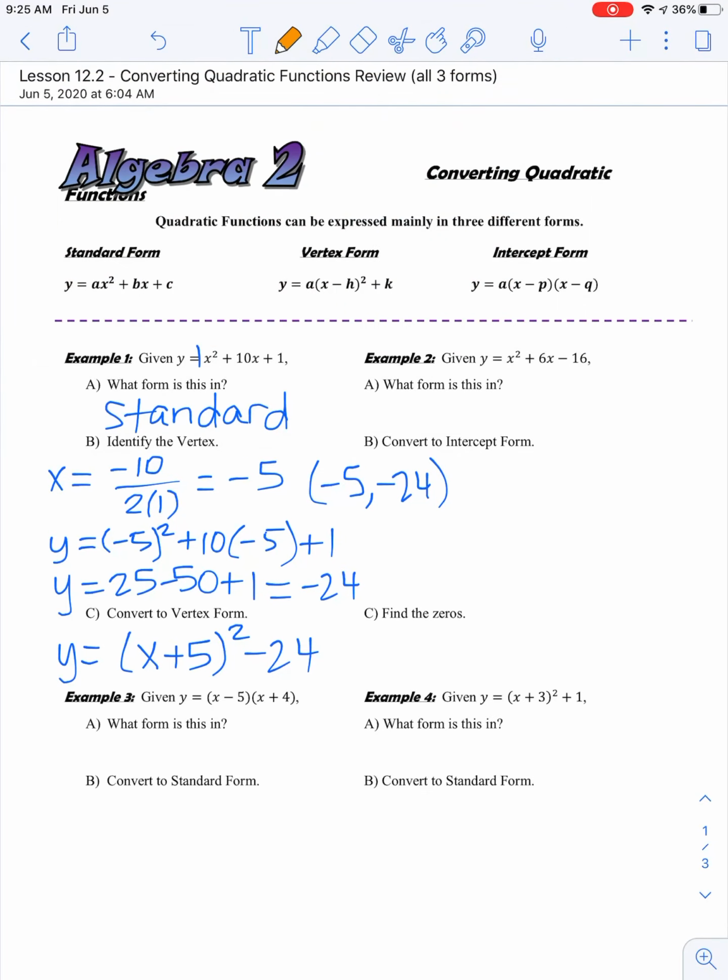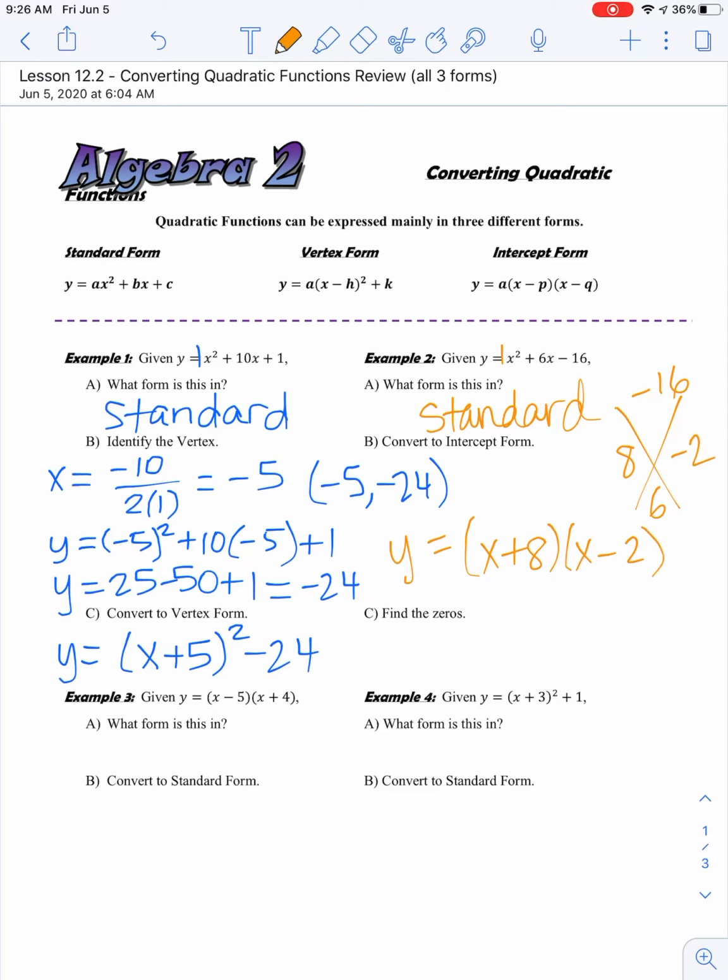Next problem is also in standard form, but instead of converting to vertex form, now we're converting to intercept form. Remember, this is where we factor. So what multiplies to negative 16 and adds to 6? Positive 8 and negative 2. So y equals, my a is 1, x plus 8 times x minus 2. And then it says to find the zeros. Usually we were asked for x-intercepts, which we write as ordered pairs, but if we're asked for zeros, we just write as x equals negative 8, x equals positive 2. And that's it for example 2.